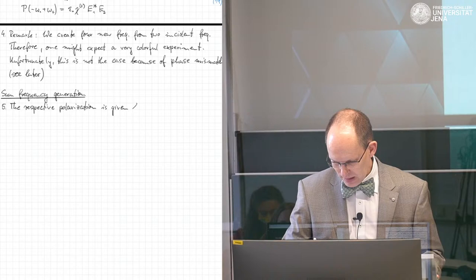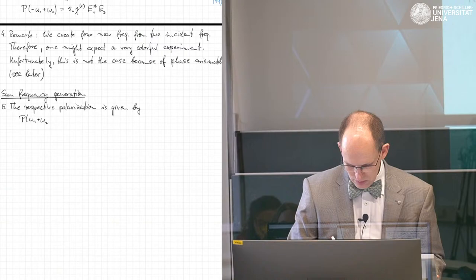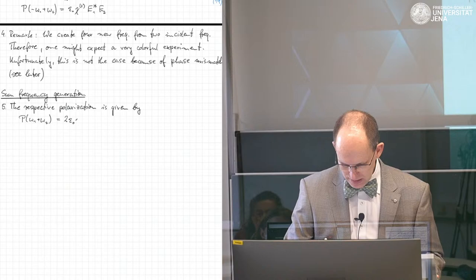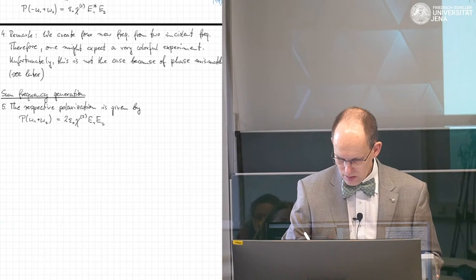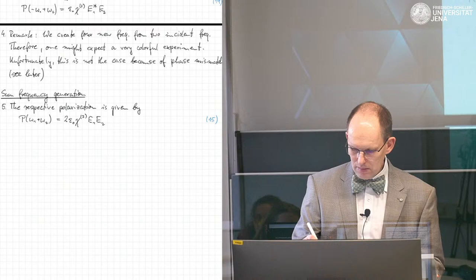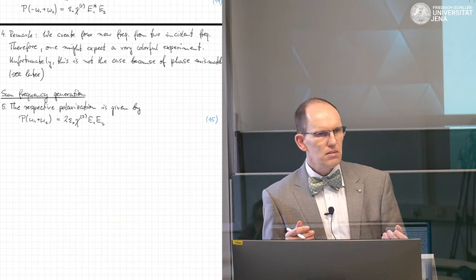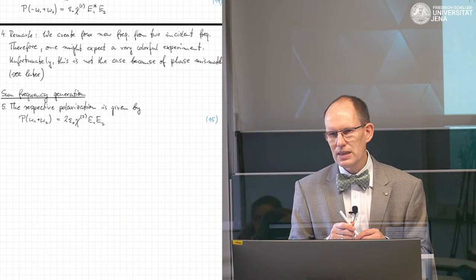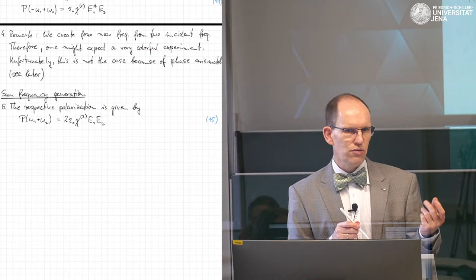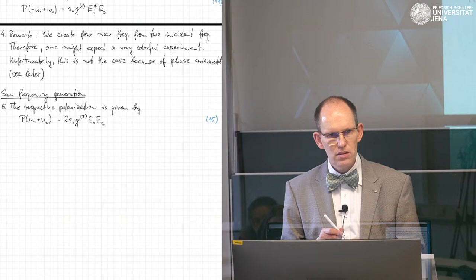It is given by P at omega 1 plus omega 2. We had it already as equation 13, I guess. 2 times epsilon 0 times chi 2 times E1 times E2. Yeah? And you guess that it's quite similar to frequency doubling, actually. Frequency doubling in some sense can be considered as the degenerate version of sum frequency generation. Well, there are slight differences, but anyway.